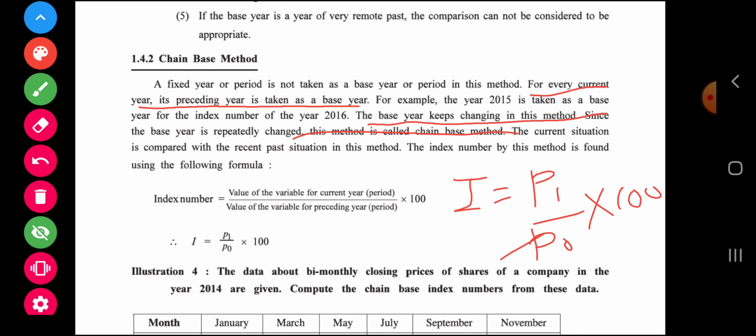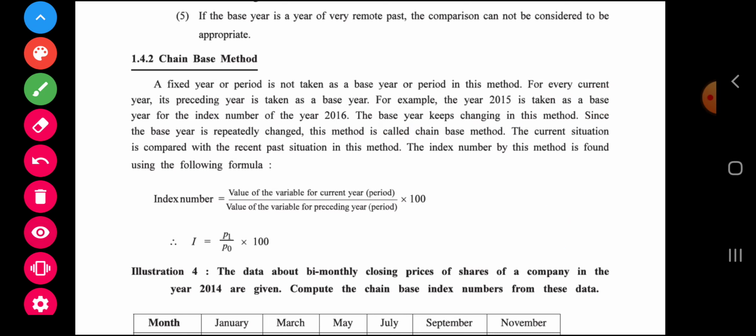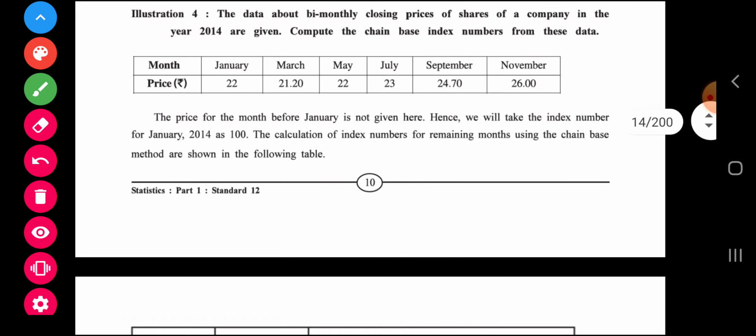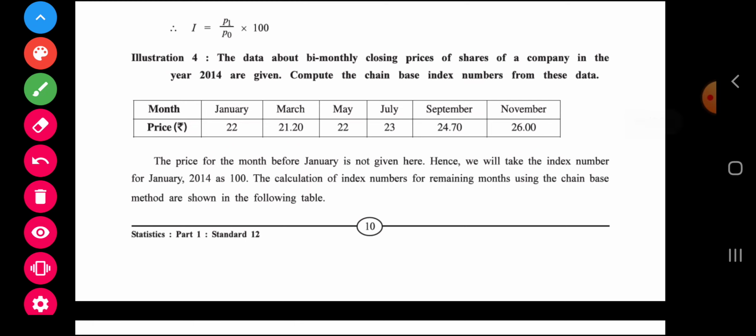Understand? So only this much change has to be made. So that value keeps on changing every year. Now we try to practice one sum to get a better idea. Example number 4. The data about bi-monthly closing price of share of a company in the year 2014 are given. Compute chain base index. It has been clearly told to you. Compute chain base index from this data.